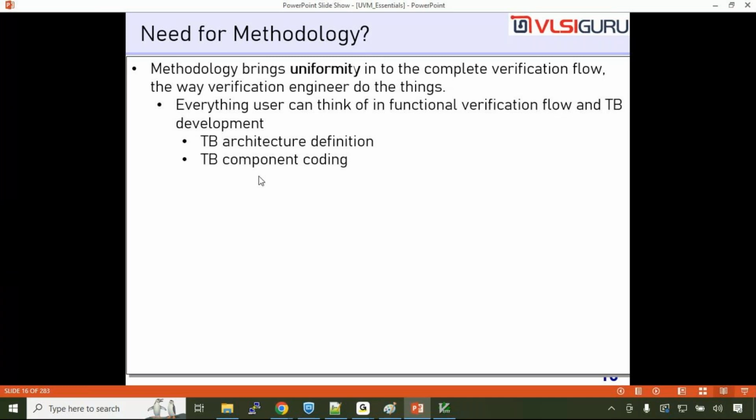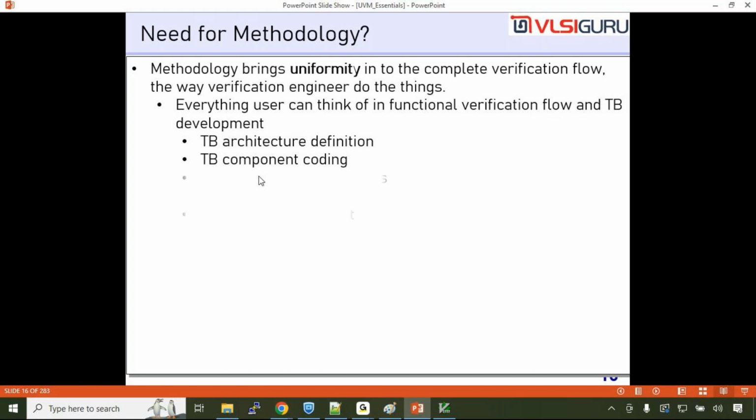Initially, it will look a little complex because a lot of base classes are coming into the picture. But as we go forward, it is a lot easier compared to SystemVerilog. If you ask me, can I use mailbox? Can I use associative array? Can I use semaphore in UVM? We can use everything, because UVM is nothing but SV only. Whatever is there in SV, you can use in UVM, and UVM also provides you some additional things.